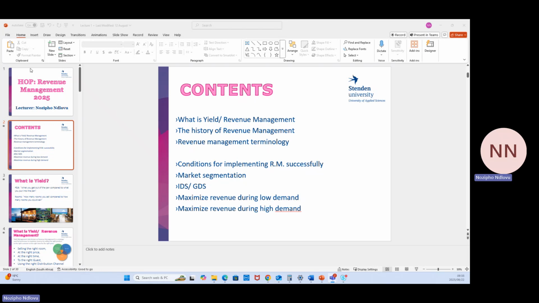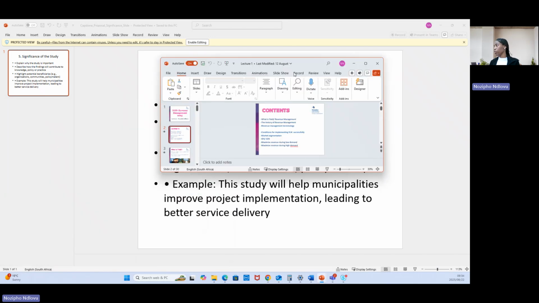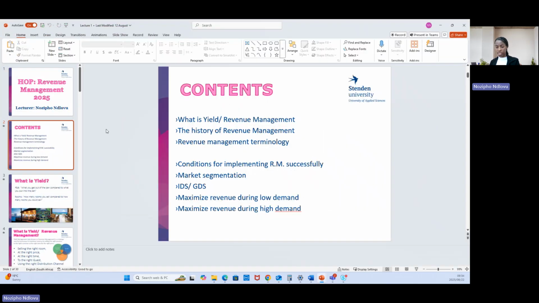Okay, let's get to it. So we are on our first lecture, which is HOP, Revenue Management 2025. By the end of this, you need to know what is yield, what is revenue management, the history of revenue management, the terminologies that we're going to use, how to maximize revenue when you are having low demand, and also how to maximize revenue when you are having a high demand for your particular place. Okay, so let's look into it in more detail.